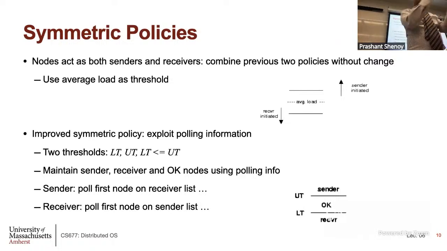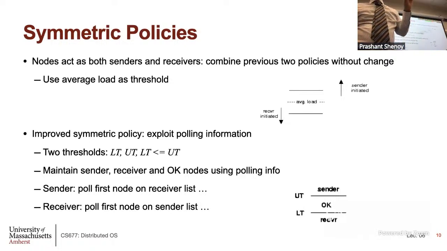Okay? So now we merge those two approaches into a symmetric policy where you have a distributed scheduler that the OS, depending on the load on that node, can either become a sender trying to send some jobs to some other machine or a receiver accepting jobs from other machines. Is that clear?